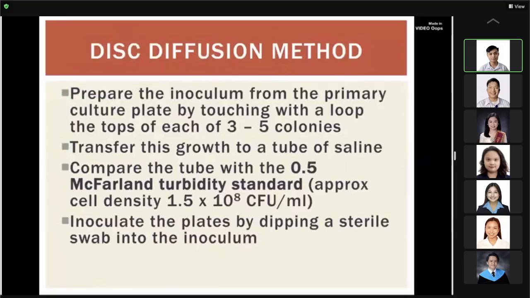We prepare the inoculum from the primary culture plate, so the media, by touching with a loop the tops of each of 3 to 5 colonies on the culture media. Then we transfer the growth to a tube of saline.